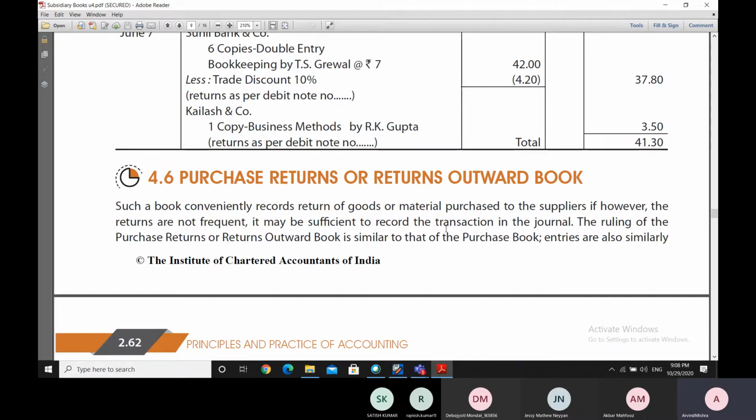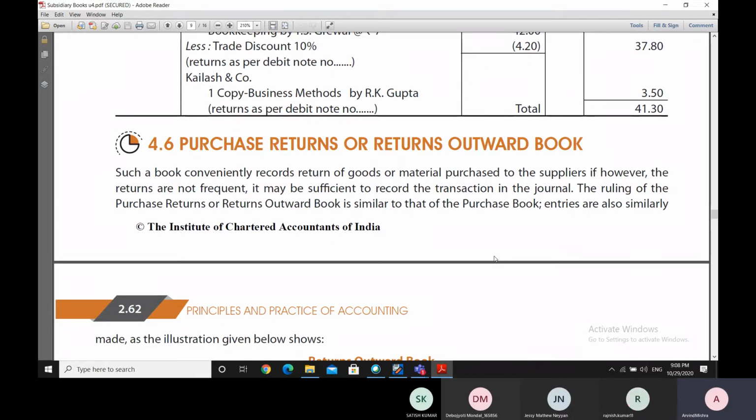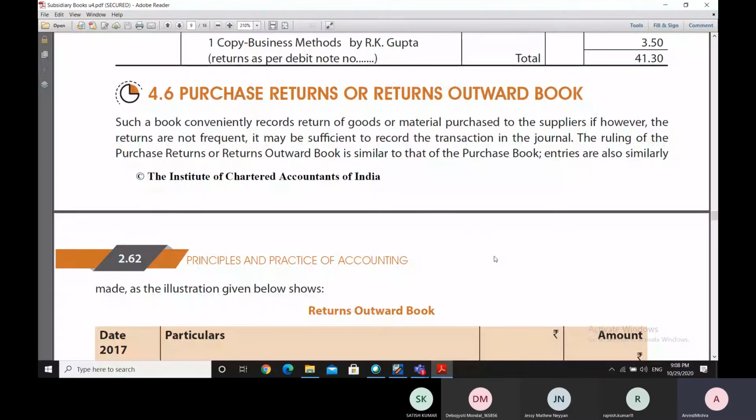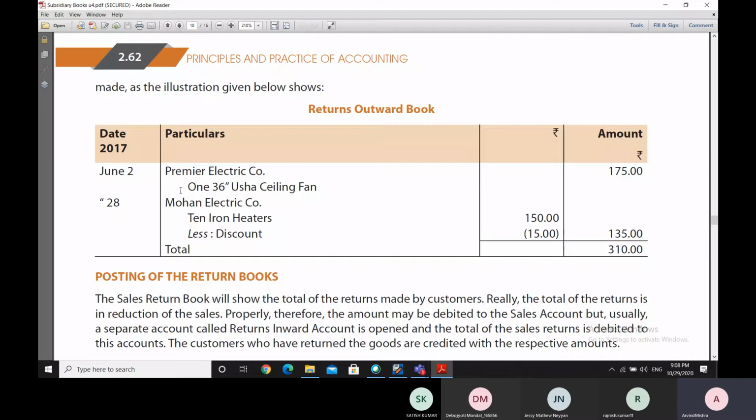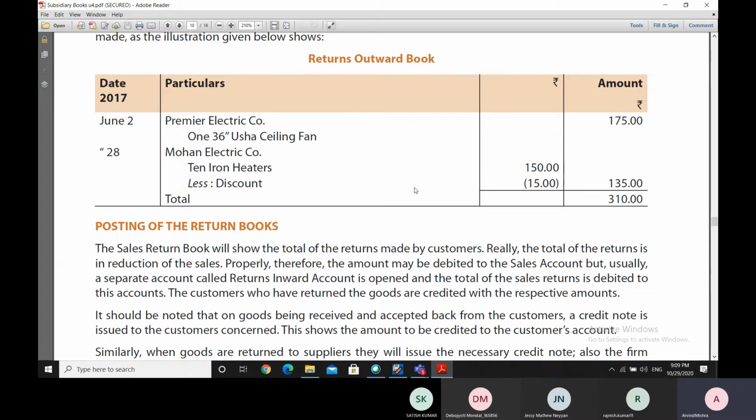The ruling or the columns of the purchase return or the return outward book are also similar to that of the purchase book, and even the entries are similar to the purchase book, as we have discussed earlier. So obviously there is a date column and a particulars column, and after the particulars column there is a detail column, and in the detail column the discount is also reduced, and every item is mentioned separately, maybe according to the bill, and the amount is also mentioned in the last column. Finally, all the amounts are totaled in the last column.